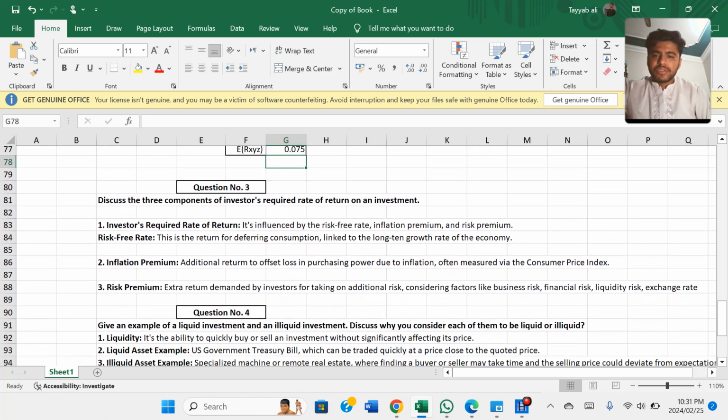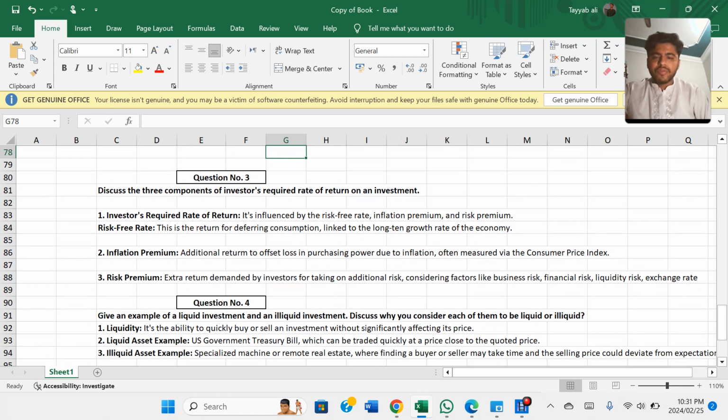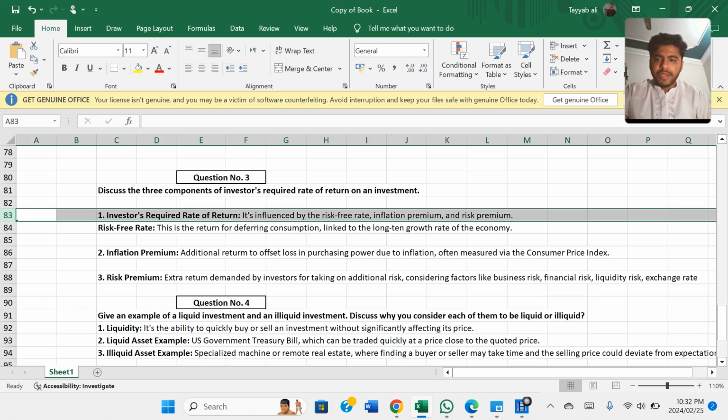Now explain question number 3. Discuss the three components of the investor's required rate of return. First, the investor's required rate of return includes the risk-free rate, inflation premium, and risk premium. The investor's required rate of return is influenced by the risk-free rate, inflation premium, and risk premium.